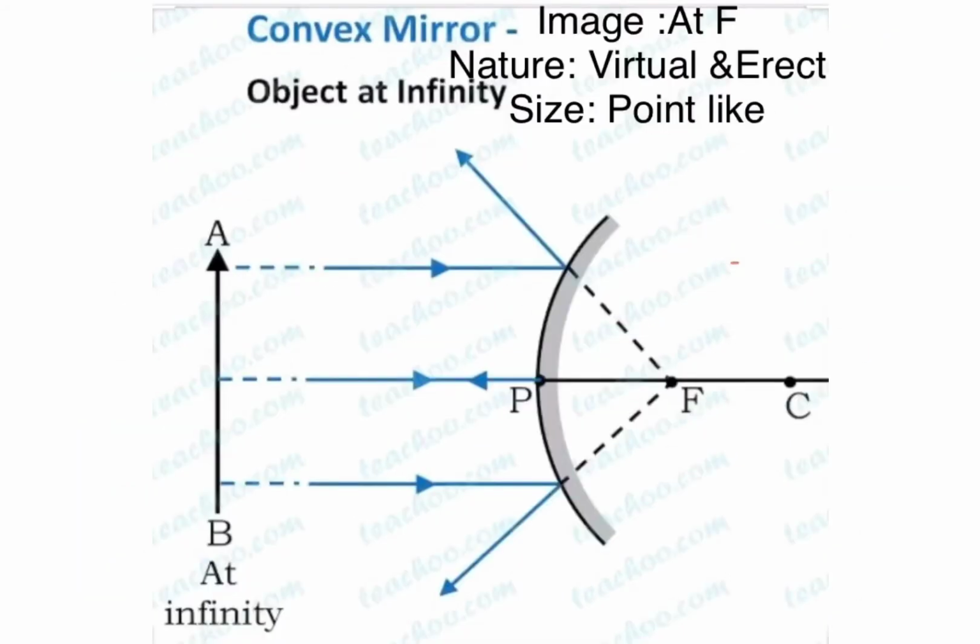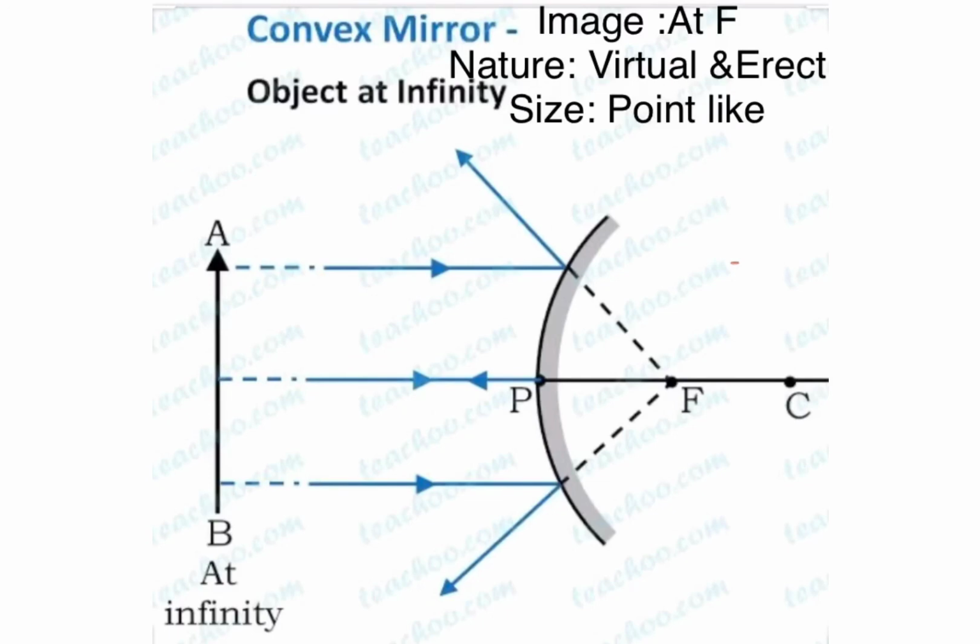Now the first diagram for the convex mirror, that is, the object is placed at infinity. When the object is placed at infinity, the rays coming from the object are parallel to the principal axis. You know it. And another thing which you know is that a convex mirror gives a virtual image. That is, the rays after reflection cannot meet. They will meet when they are extended backward.